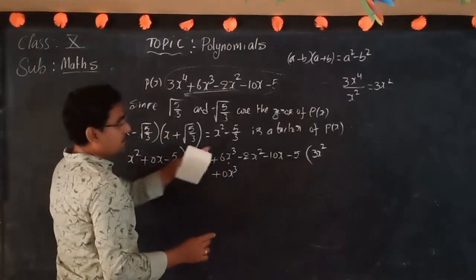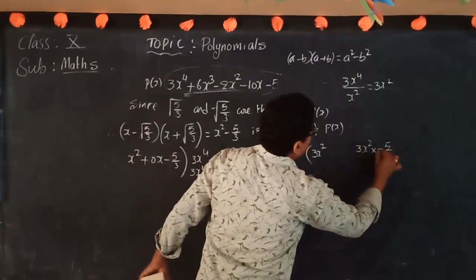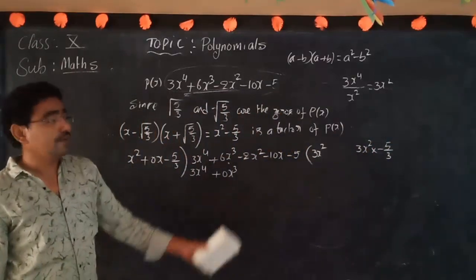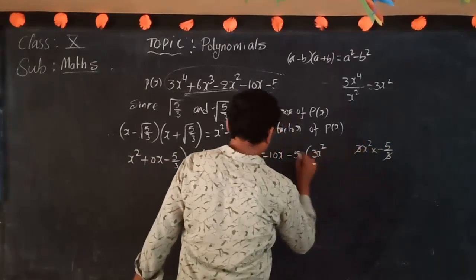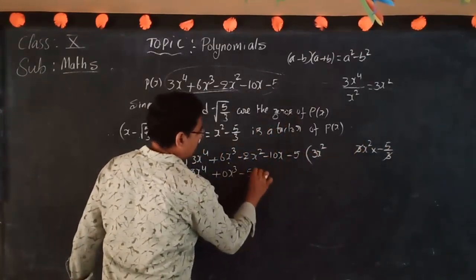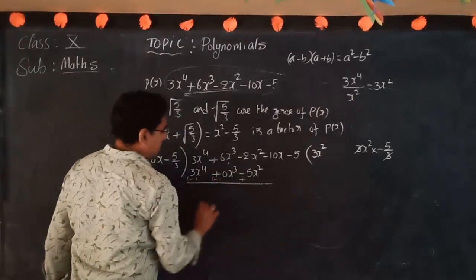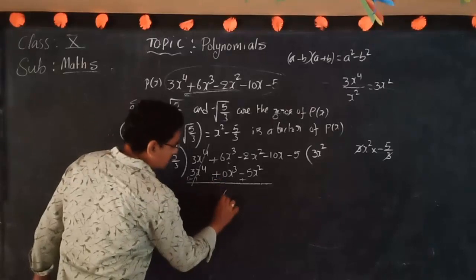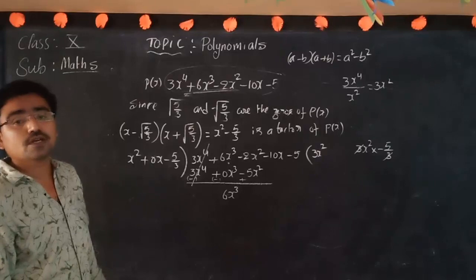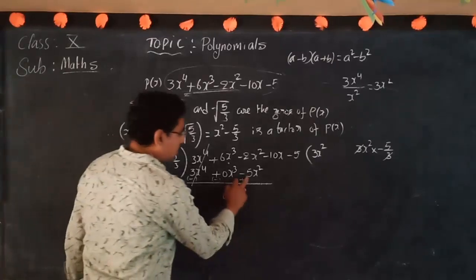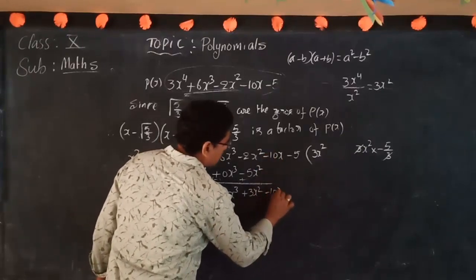Next, minus 5 by 3 into 3x square. Simplify separately, since this is a fraction: the 3 will cancel, x square into minus 5, minus 5x square will come. Here we subtract, minus here, minus here. This one will cancel. 6 minus 0, 6x cube. Then 5 minus 2, how much will come? 3 will come, so plus 3x square will come. Next I am taking the minus 10x down.